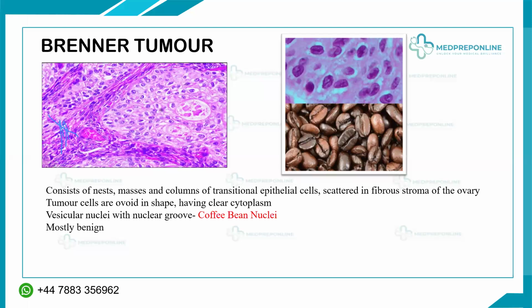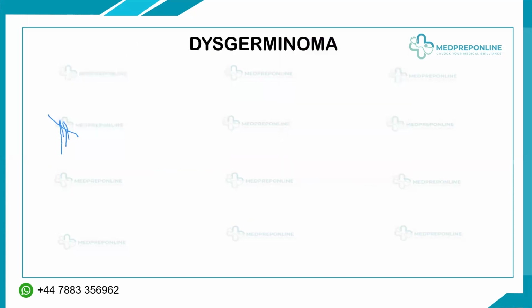So these are transitional epithelial cells, and they are scattered throughout the ovary in the stroma. So you can see it's invaded the stroma as well as in the glands. And these tumor cells are ovoid in shape, having a clear cytoplasm. The nuclei have a groove, which is called as coffee bean nuclei, and these are mostly benign.